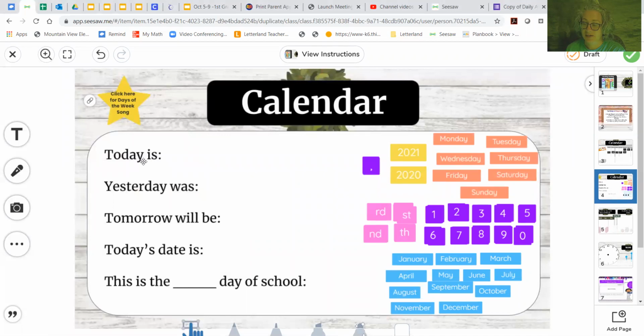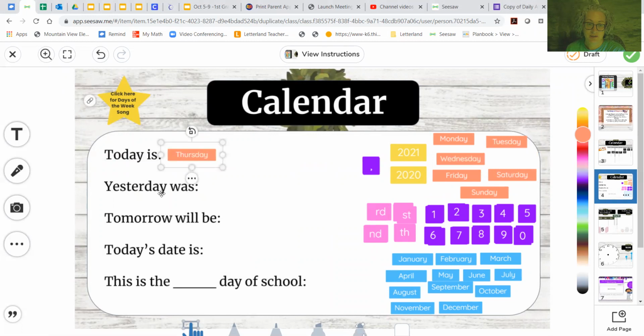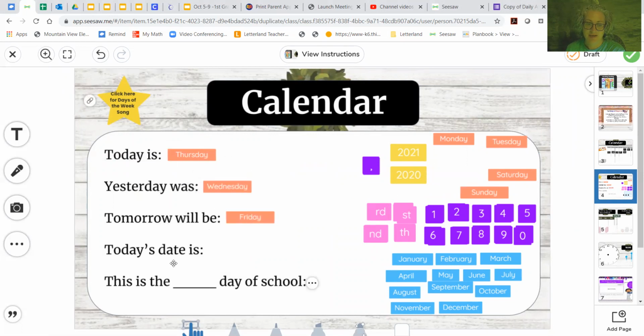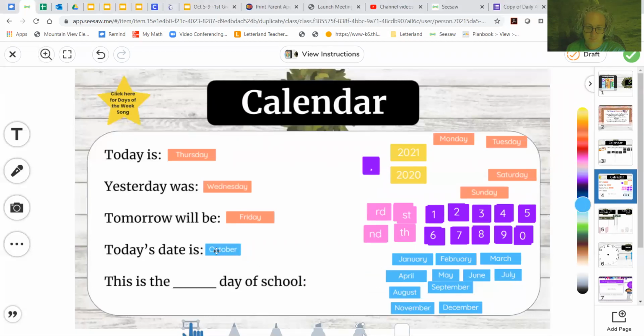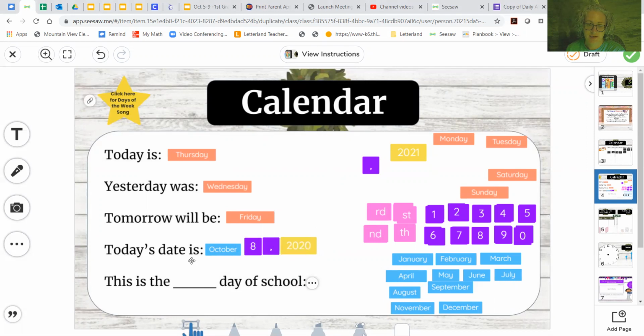And we said today is Thursday. Yesterday was Wednesday. And tomorrow will be Friday. All right. Today's date is, we start with the month first. We said it is October 8th. Do our comma to separate our day from our year. All right, so today's date is October 8th, 2020.